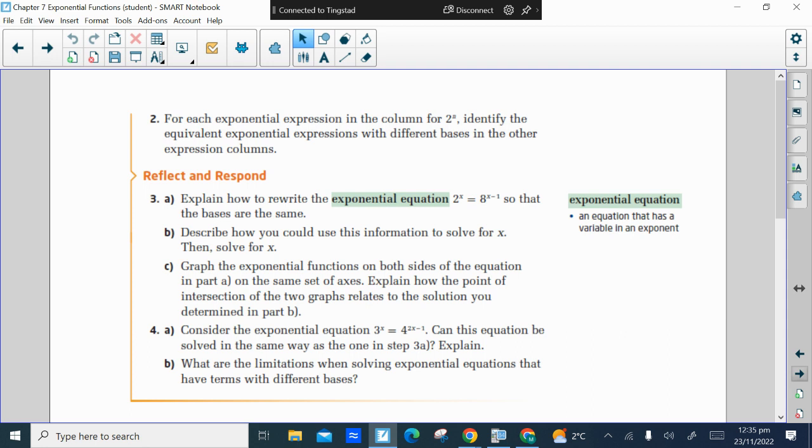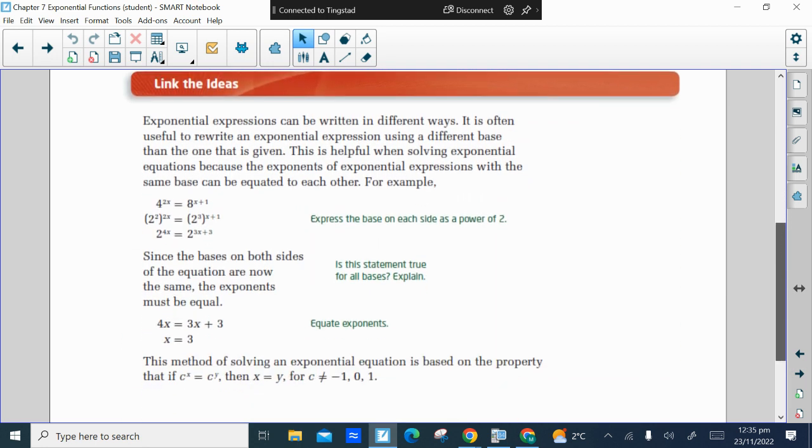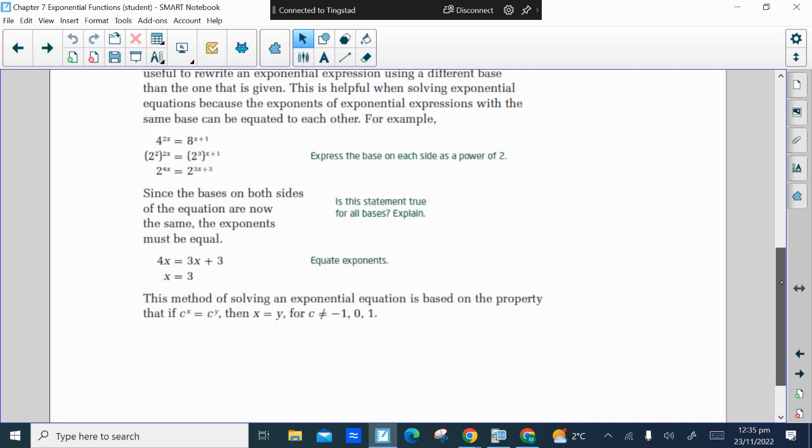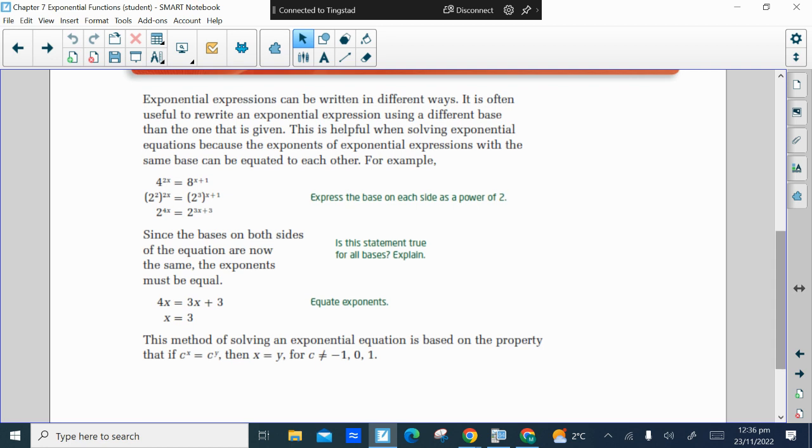So an exponential equation is an equation that has a variable in the exponent. So we're going to see that we can solve some of these algebraically by making the bases the same. So we'll look at that today. How do we solve exponential equations where we can make the bases the same? If we can't make the bases the same, then that's one of the applications of logarithms, which will be chapter 8.